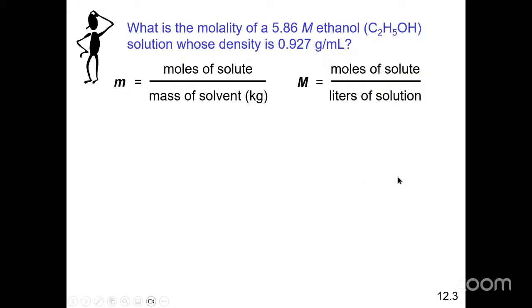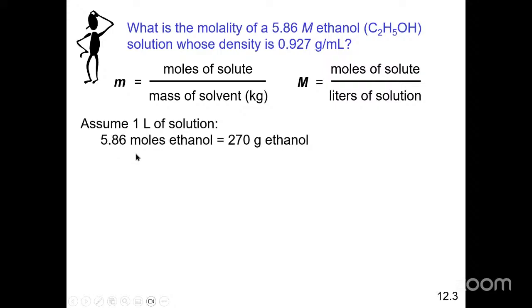How are we gonna find that out? Well, firstly, we're given the molarity of the solution, right? And because the molarity, by definition, is the moles per liter, we can say, okay, let's assume that we have 1 liter of a solution, which means that the amount of moles present would be 5.86 moles. And if you were to convert that to grams, that would be 270 grams, all right?